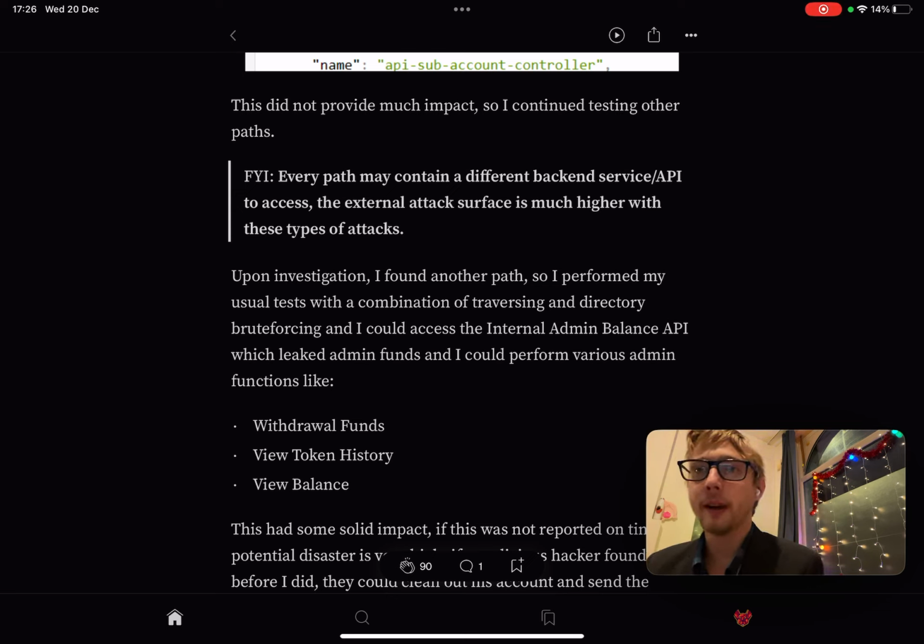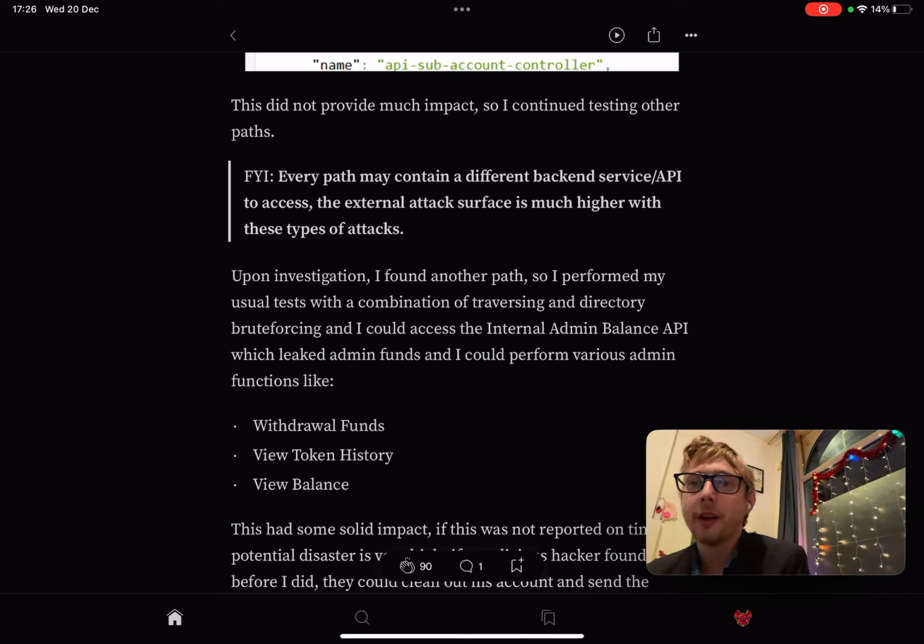This did not provide much impact, so I continued testing other paths. FYI, every path may contain a different backend service/API to access. The external attack surface is much higher with these types of attacks.